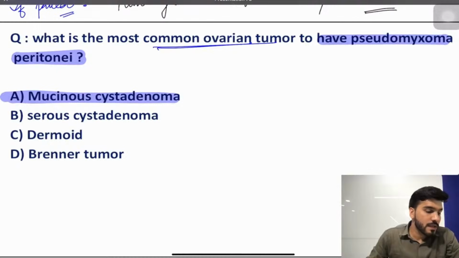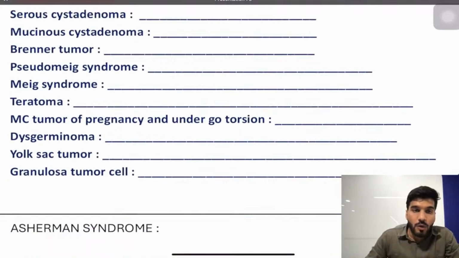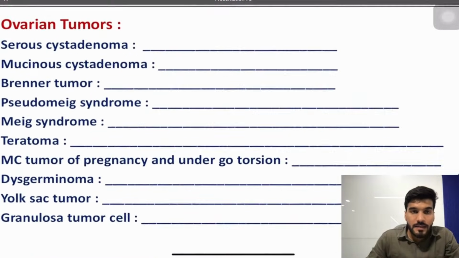Option A, mucinous cyst adenoma. Okay, now let's discuss the ovarian tumors. These are the main findings of ovarian tumors, and you will write and remember these findings. What exactly are these findings, bache? Okay, so about the ovarian tumors, first one, serous cyst adenoma.